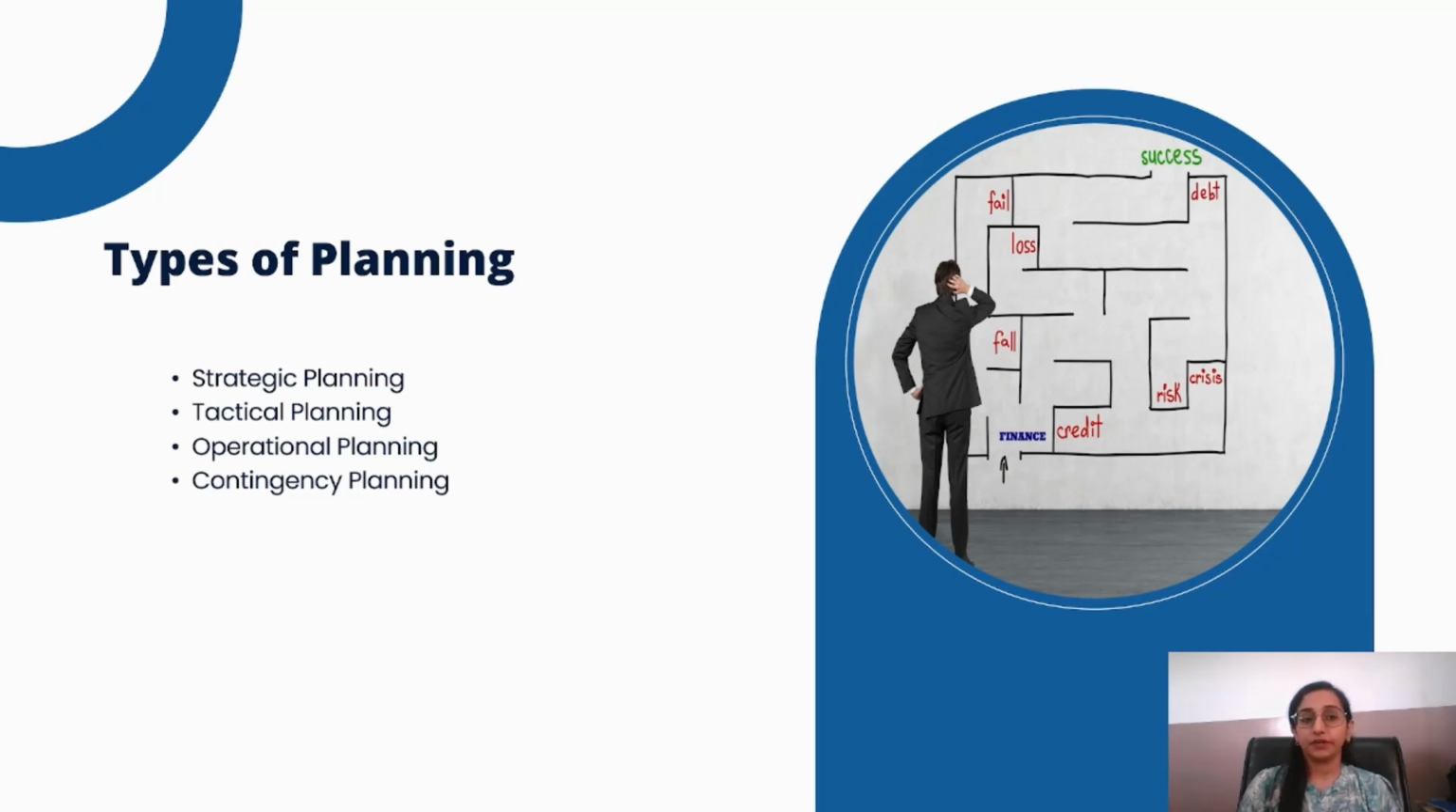So, what is the importance of tactical planning? Why are we studying this, or why do we conduct tactical planning? It is essential for several reasons, like operational alignment. It ensures that the day-to-day operations of the organization are aligned with its strategic goals.